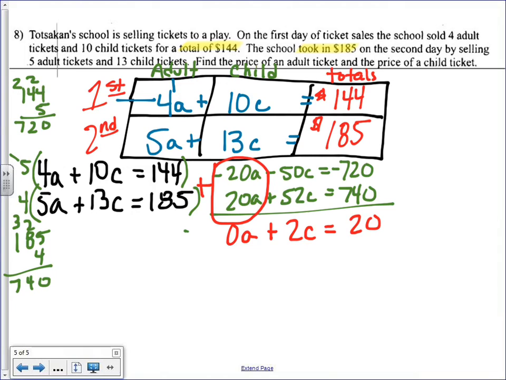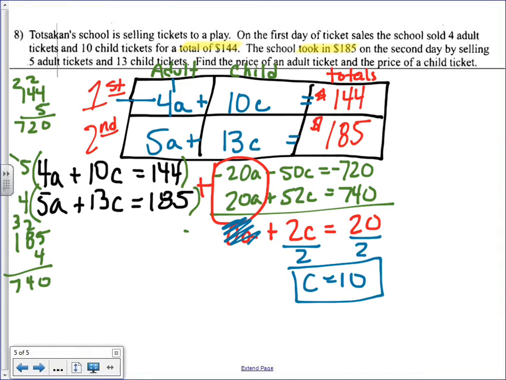All right, now 0A is eliminated, and now we just have 2C equals 20. Divide by 2, and C equals 10. All right, but now I'm not done. I got to find A, or the adult ticket. So let's plug that in. You know what? I'm feeling like, let's go right here. Why not? You could plug it into any equation, but that one looks good for me. So we have 4A plus 10 times 10 equals 144.